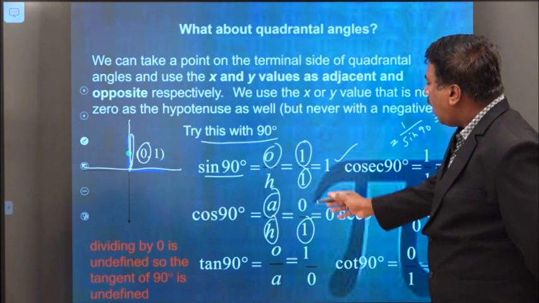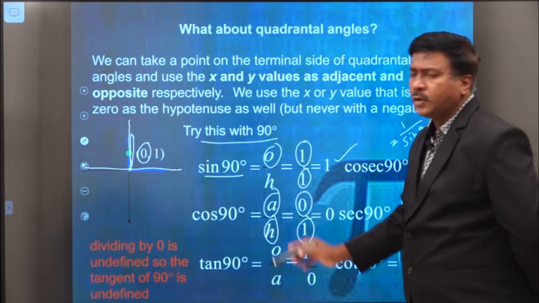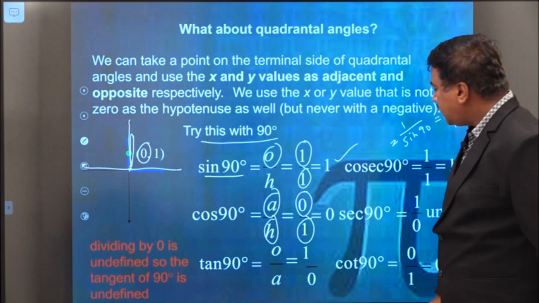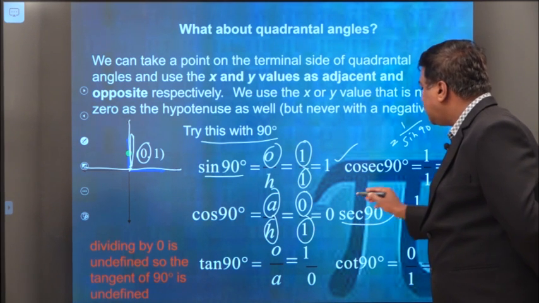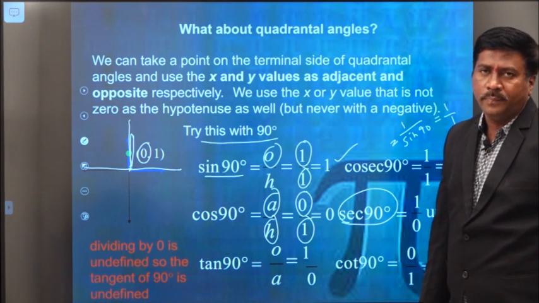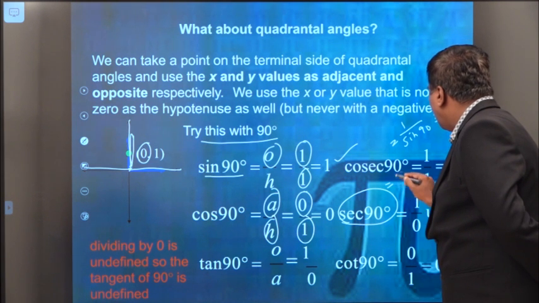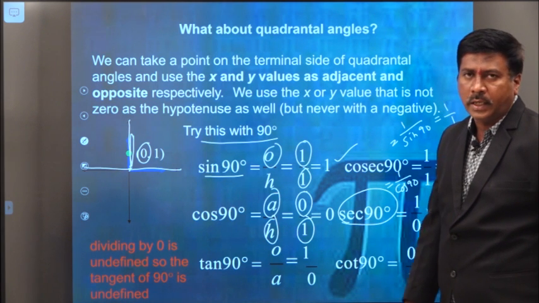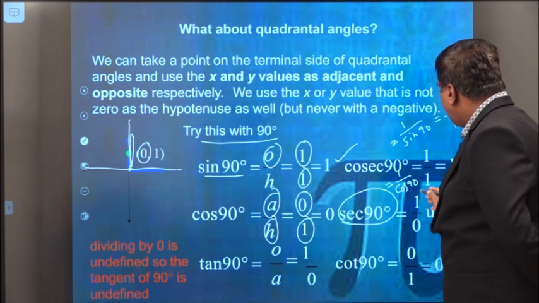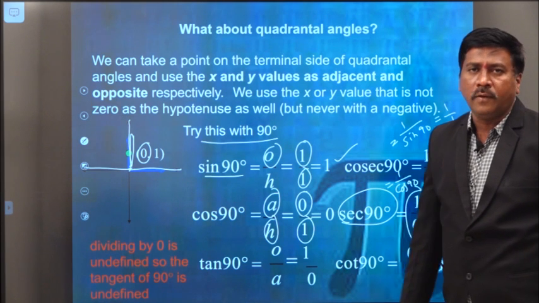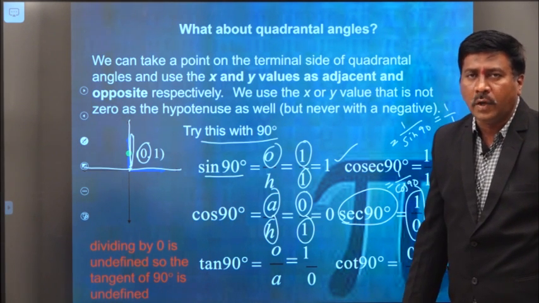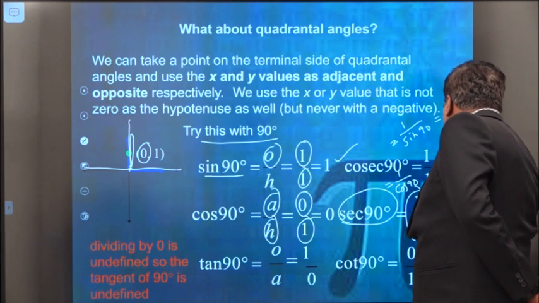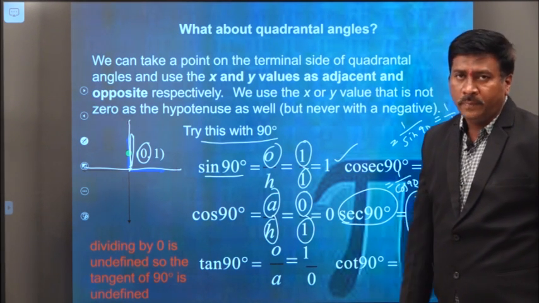For this, the opposite side has to be considered as 0, then 0 by 1 is equal to 0. In a similar way, secant 90 degrees is equal to the reciprocal of cos 90, that is 1 by cos 90. Already you have to evaluate the value of cos 90. The cos 90 value is 0, then we will get 1 by 0. In a fraction, if the denominator value is 0, then that is undefined. That means the value is equal to infinity.